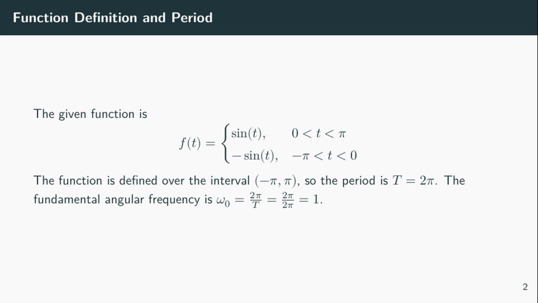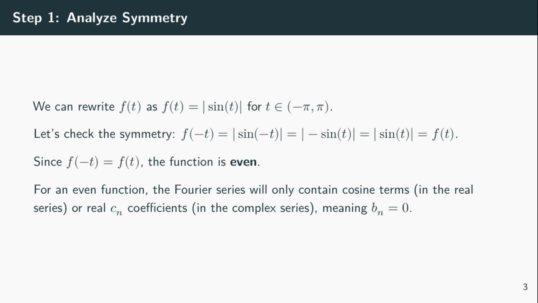This function is defined over the interval from minus pi to pi. So the total length of this interval, the period T, is 2 pi. The fundamental angular frequency omega 0 is calculated as 2 pi over the period T. In our case, that's 2 pi over 2 pi, which simplifies to just 1. Now before we dive into the calculations, let's analyze the symmetry of the function. This can often simplify our work a lot.